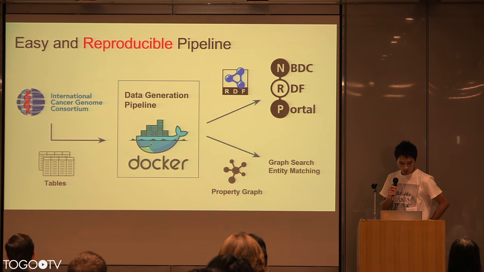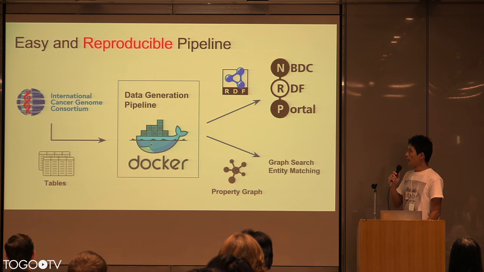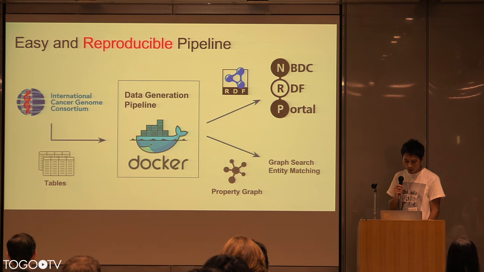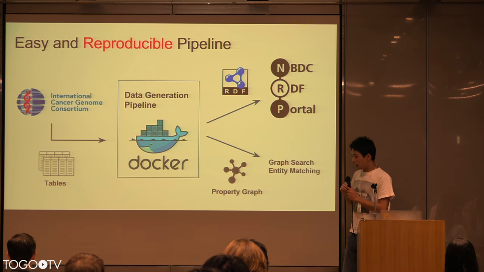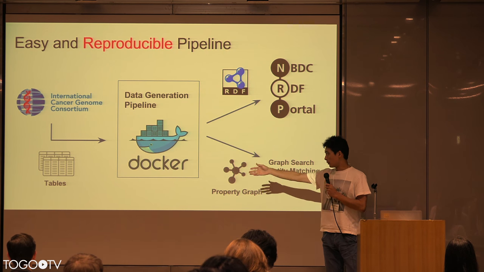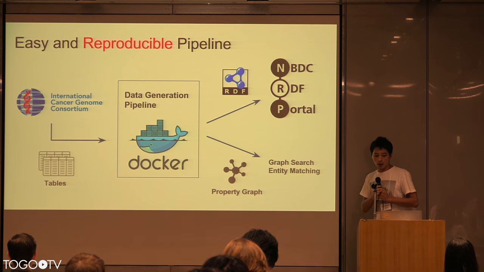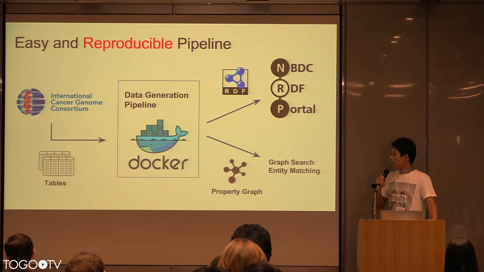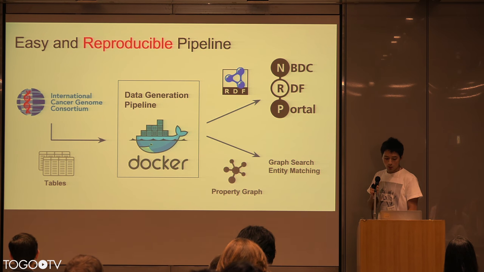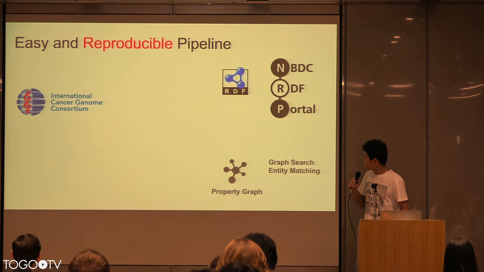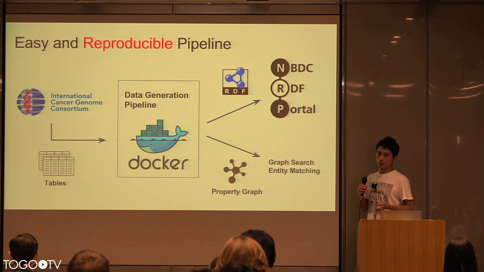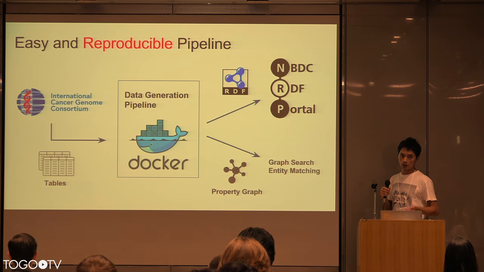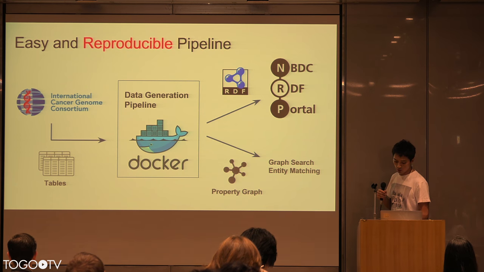And during this biohackathon, I would like to make an easy and reproducible data conversion pipeline, which can transform table data to RDF data. It is quite important for us to have a concrete reproducible pipeline for generating RDF data. This is quite easy, but we should put all this pipeline into a Docker container or something so that we can easily and reproducibly repeat the data creation.